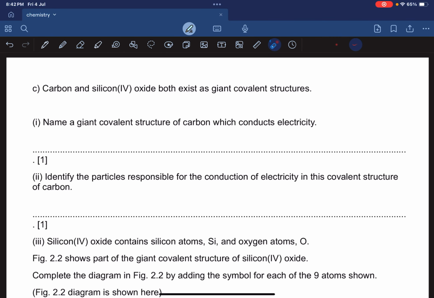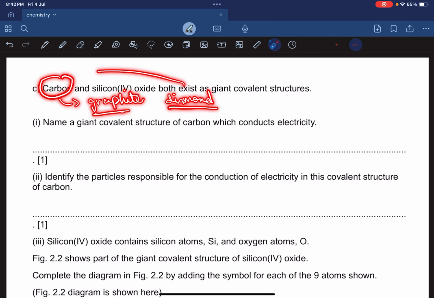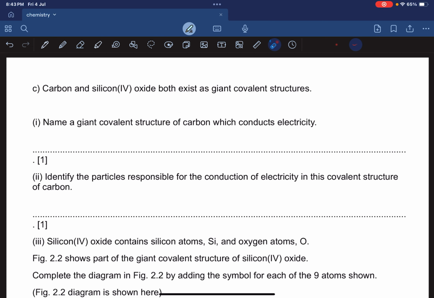Okay, so the next part says that carbon and silicon IV oxide both exist as giant covalent structures. That's what we know. By carbon, they simply mean your graphite and your diamond. So graphite and diamond are basically allotropes. Allotropes means that they're both made up of the same element, which is carbon, but they exist in different physical forms, okay? Because the arrangements of graphite and diamond are completely different. I hope you're aware of this fact.